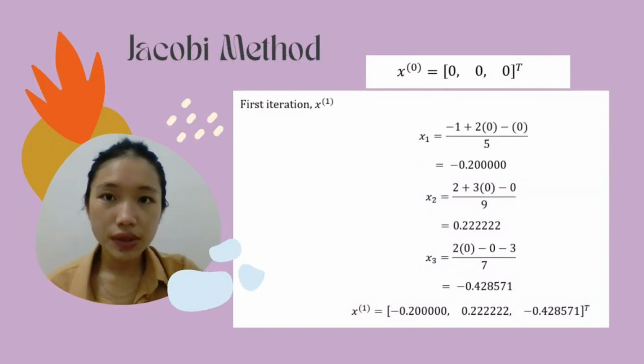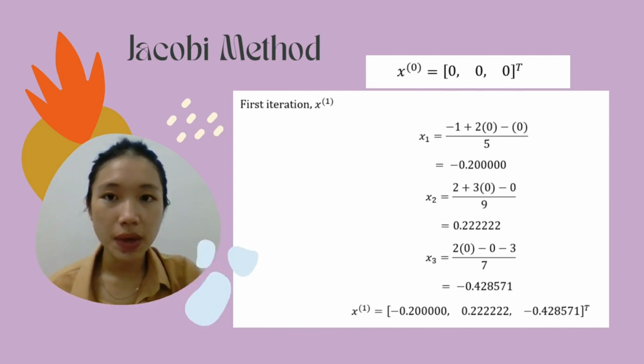Then, we substitute the value of the initial iterative of x, which is 0, into the x1, x2, and x3 equations respectively to find the first iteratives. After that, we found that x1 is equal to negative 0.200000, x2 is equal to 0.222222, and x3 is equal to negative 0.428571.